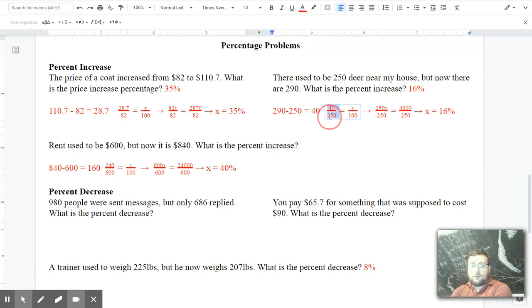And then 250 is my original. And then I use 40, which is the increased amount, as my part. You could use 290, but then you have to make an alteration at the end. When you do that and you cross multiply, you get 250x equals 4,000.